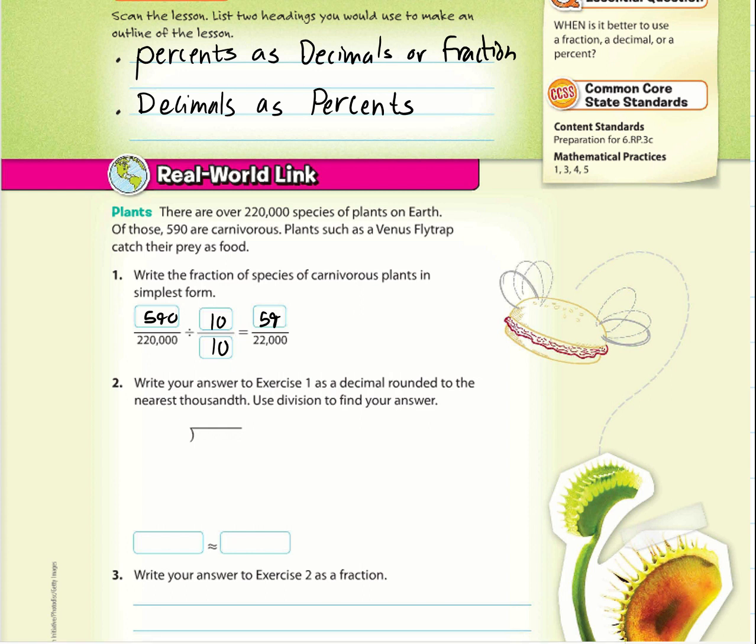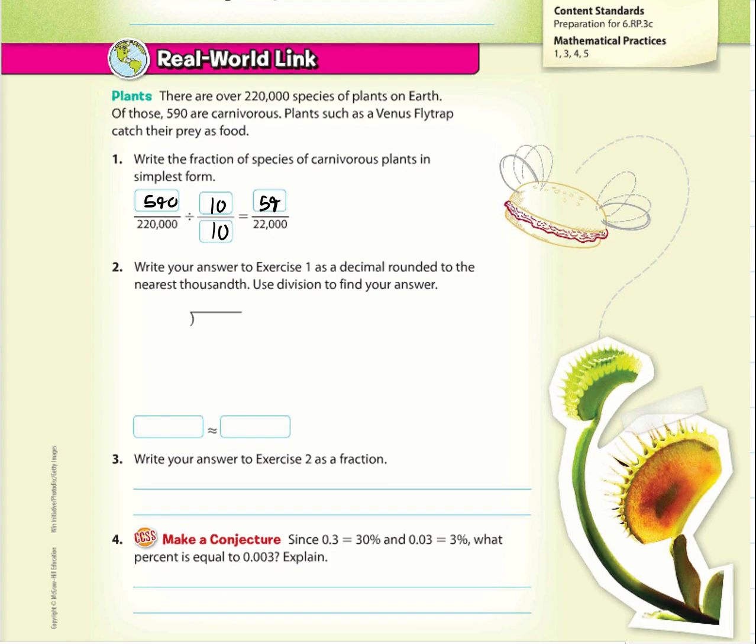So if we want to change this to a decimal, we're going to divide 59 divided by 22,000. Now, of course, this is going to be a decimal, so 22, that cannot go in there. No. Still no. So now we're in business. I'm going to extend this.